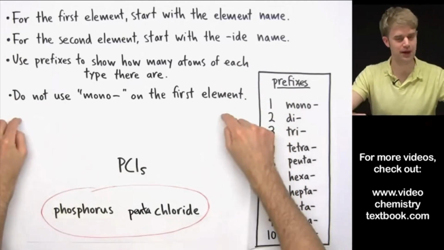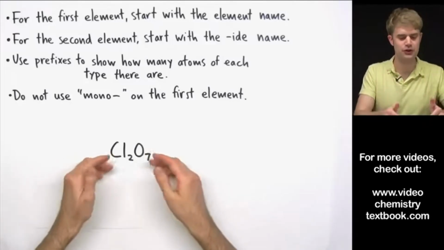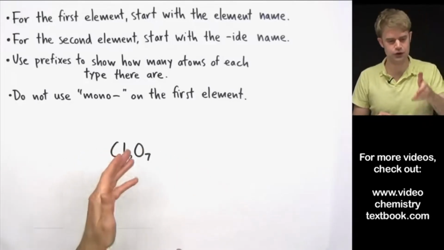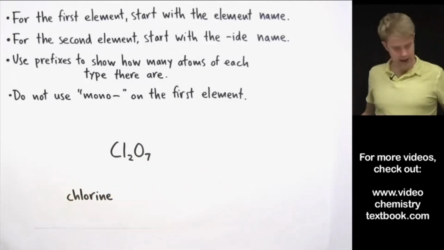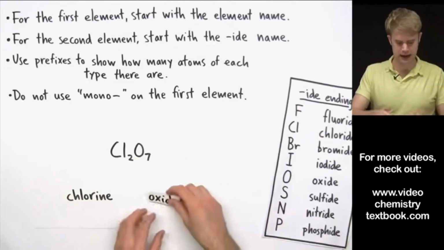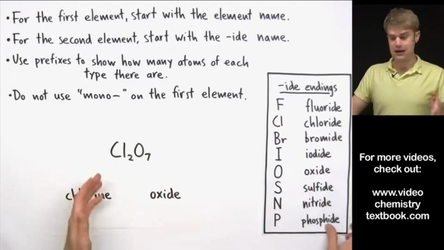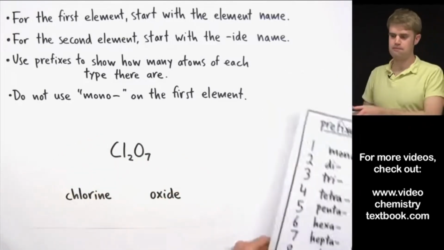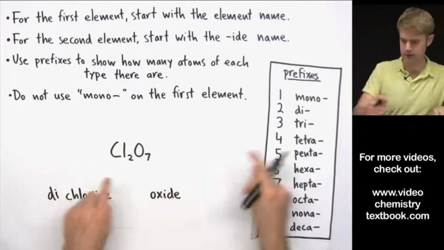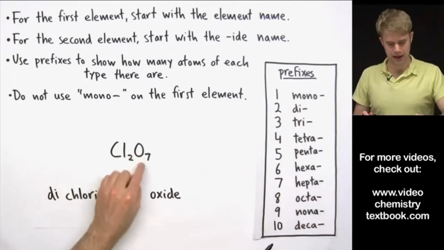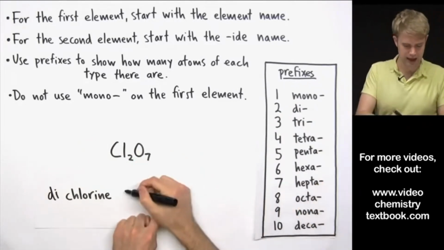Now there's 1 more step that we're going to add. I'm going to talk about that next. Okay, there's 1 more step to keep in mind, and I'm going to show it to you as I work through this example. Okay, Cl2O7. The first element here, Cl, is chlorine, and O here is oxygen. Its IDE name is oxide. Okay, so now the next thing I'm going to do is I'm going to use these prefixes. So I got 2 chlorines, so I'm going to use di for 2 up here. And then oxide, I got 7 of those, so I'm going to use the prefix hepta.